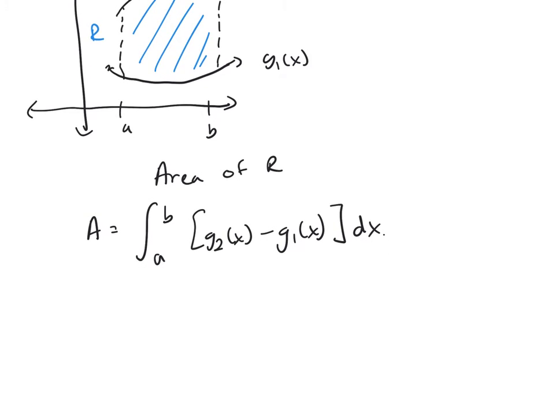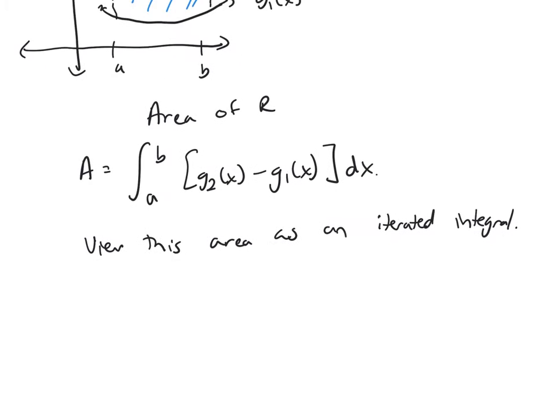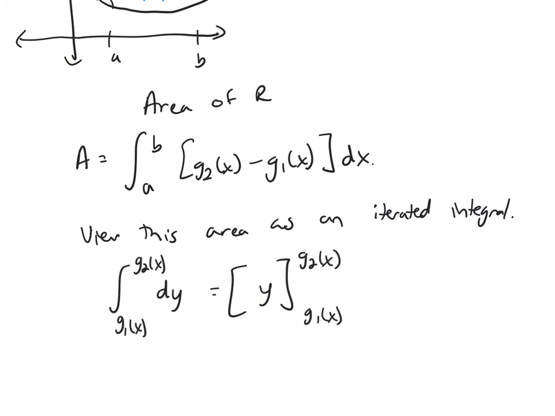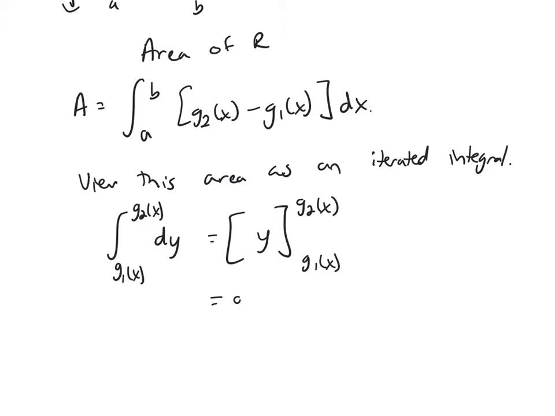But we can also view this area as an iterated integral. And why is that true? Well, because if I compute the integral of dy from g1(x) to g2(x), I'm integrating 1, which I get y back. And then it's top minus bottom. So this would be g2(x) minus g1(x).